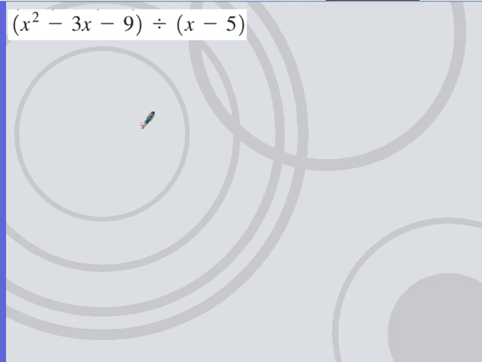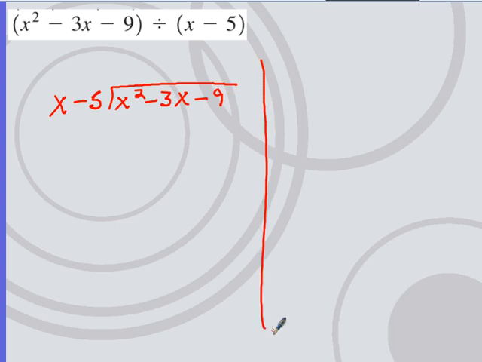Here, this is not distributive property. This is not your rules of exponents. This is division. X minus 5 divided into x squared minus 3x minus 9. And again, I said I'm going to work this long division just to show you what long division looks like. And then I'm going to come over here and work this another way, which is called synthetic division. Did y'all do synthetic division in algebra 2? Maybe. You'll recognize it if you did once we started.